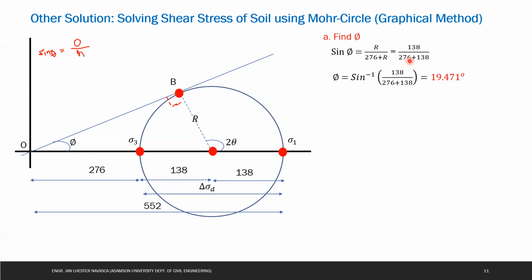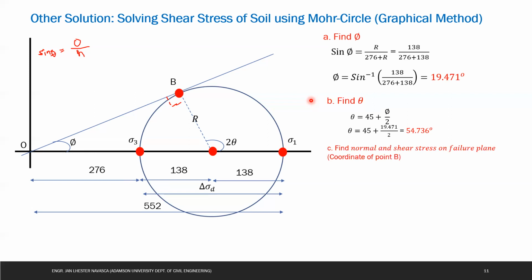Okay, then problem 2, find the theta or the angle of the failure plane to the major principal plane. So we also know the relationship of theta and phi, that is 45 plus phi over 2. So by direct substitution, we can get the value of theta to be 45 plus 19.471 divided by 2, which is equal to 54.736 degrees.